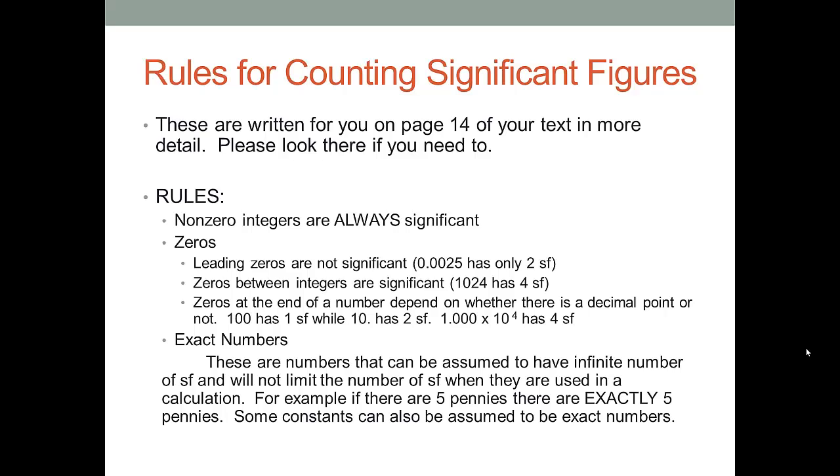The last rule here is exact numbers. These are numbers that can be assumed to have an infinite number of significant figures and will not limit the number of sig figs when they're used in a calculation. For example, if there are 5 pennies, there are exactly 5 pennies. It's not like you have 5.1 pennies or 5.0002 pennies. You have 5 pennies. So some constants can be assumed to be exact numbers, and they don't play a role in determining the number of sig figs when you're done with your calculations.